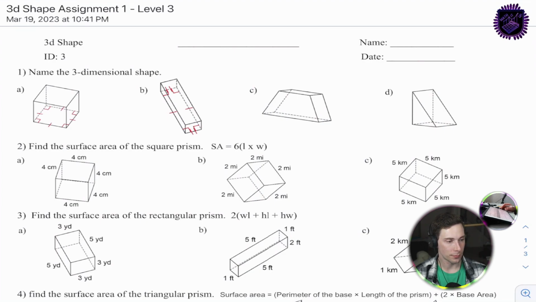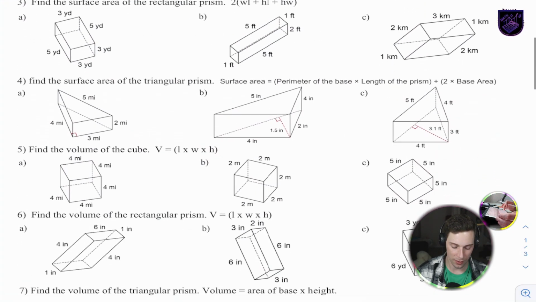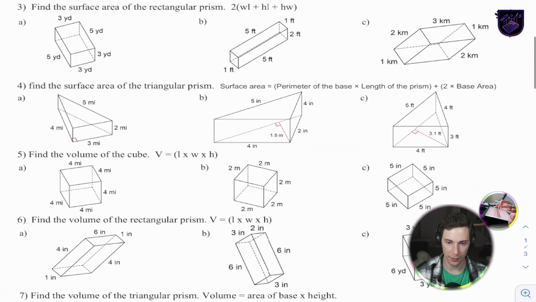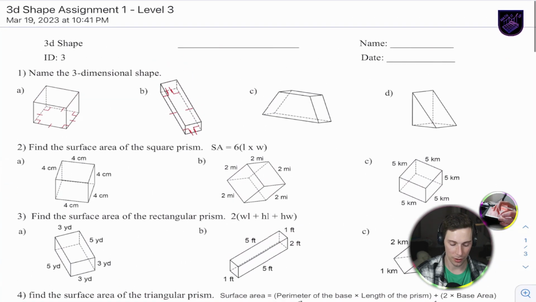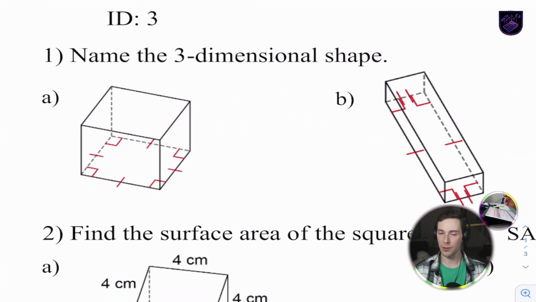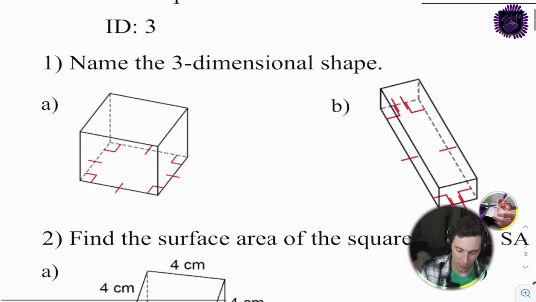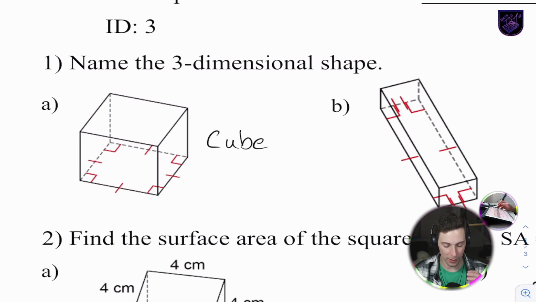Okay, so we have 7 sections. Each section has a bit of a different focus, and we're going to jump right into it. The first one is name the 3-dimensional shape. The first shape we have here is a cube, C-U-B-E. The cube has equal lengths on each side. It's a square in 3 dimensions.